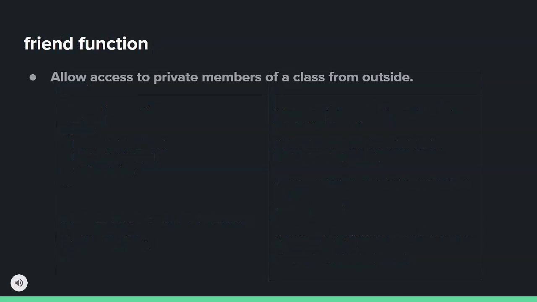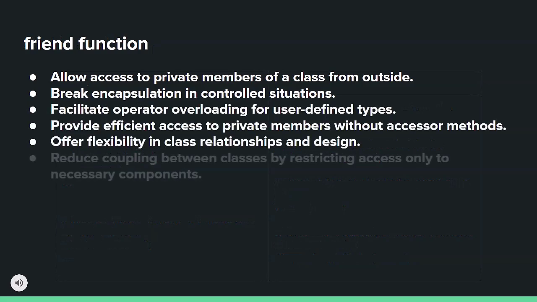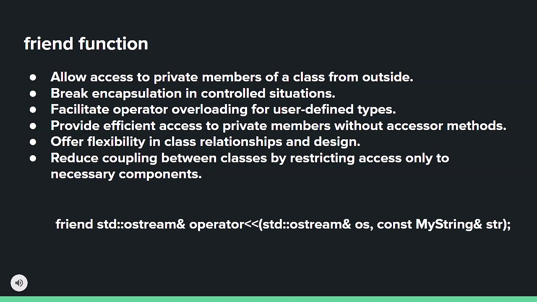Friend functions and classes in C++ provide controlled access to private members, facilitating encapsulation, operator overloading, and reduced coupling between classes.